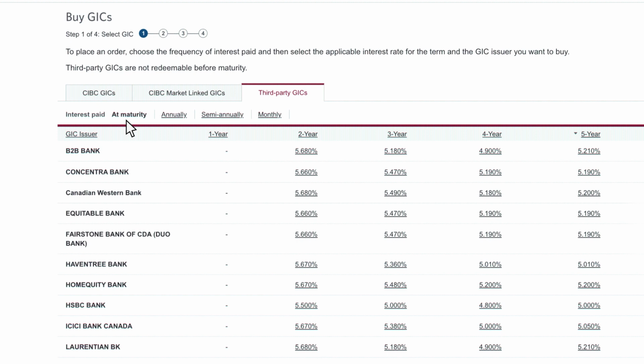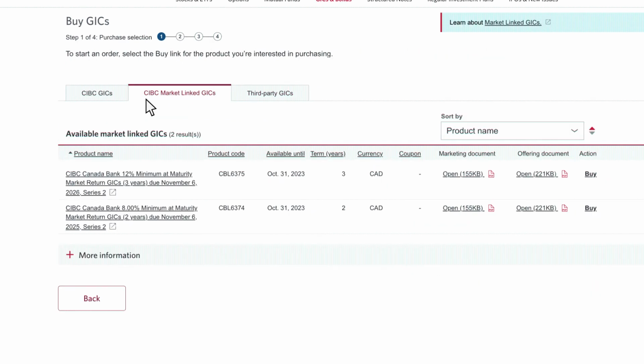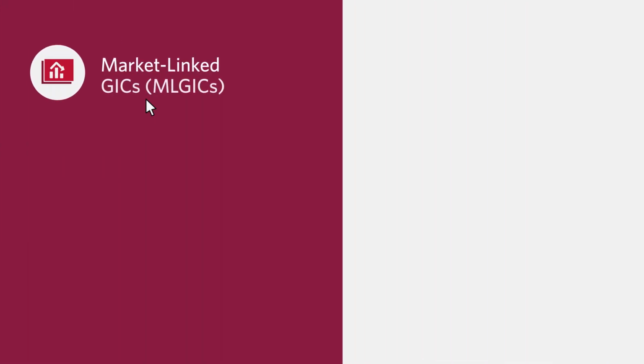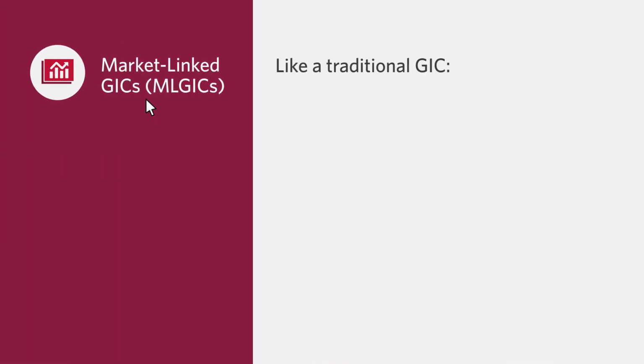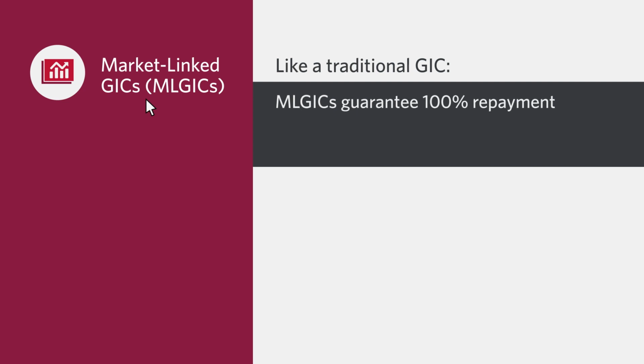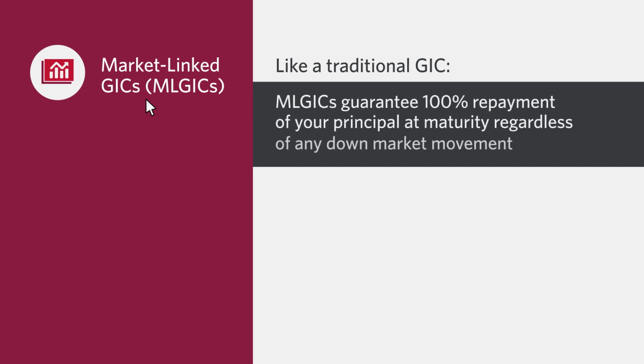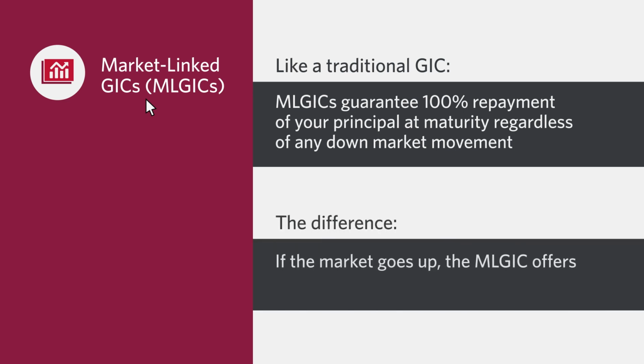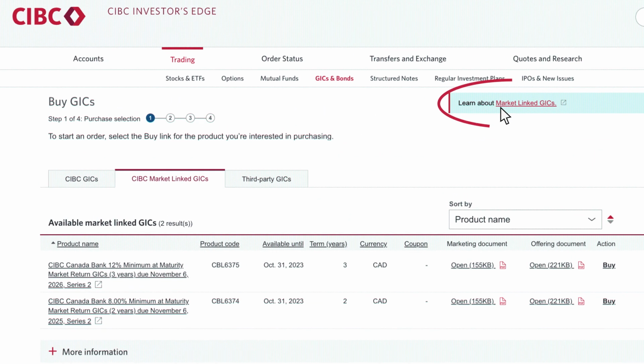If you are looking for an investment where your principal is guaranteed but still want some market exposure, you can access our market-linked GIC offerings here, also known as MLGICs. Not sure what an MLGIC is? Like our traditional GIC, MLGICs guarantee 100% repayment of your principal at maturity, regardless of any down market movement. Here's the main difference. If the market goes up, the MLGIC offers the potential to outperform traditional GICs, and you can learn more about MLGICs here.